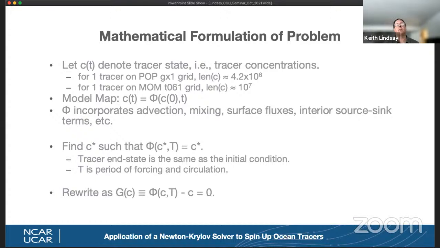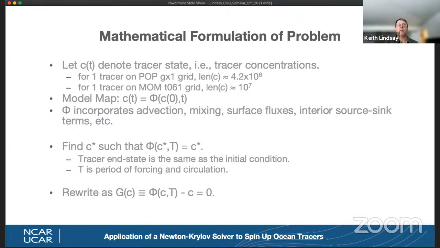I'm going to introduce the notation that the forward model operator that takes an initial state C0 and maps it forward to time t, I'm going to refer to that as phi. And this is just some shorthand notation so that we can then put stuff into equation form later. But this phi incorporates all aspects of the GCM: advection, mixing, surface fluxes, interior source sink terms of reactive species, etc.